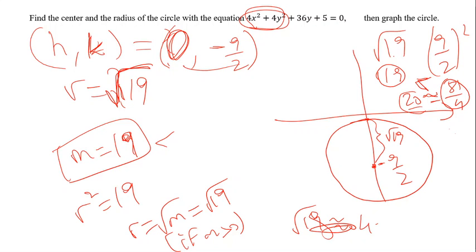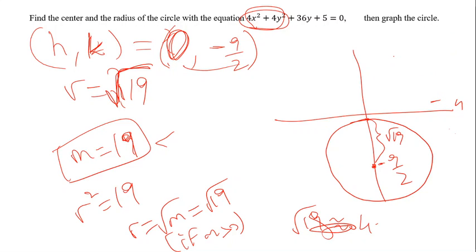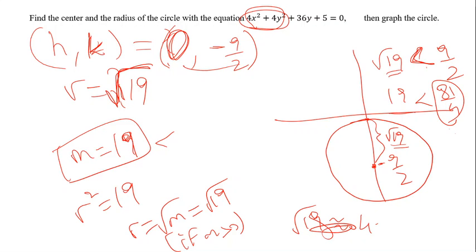This is square root 19 here. And here, I check whether square root 19 or 9 over 2 is bigger. So I check this one. Take the square, and you see this is 81 over 4, which is bigger than 19. So square root 19 is less than 9 over 2. So it doesn't pass the origin, it has to be here only, up to here. So this is the graph of the equation, the graph of the circle.